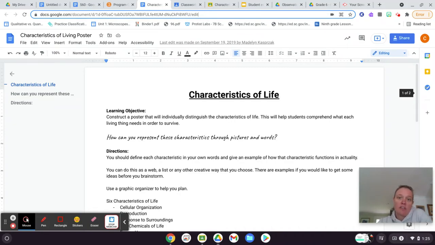And so I wanted to share this activity that I changed from last year to this year to leverage a little bit of technology. So the assignment is characteristics of life, and the original assignment was to construct a poster that will individually distinguish the characteristics of life. And this will help students comprehend what each living thing needs in order to survive. So our question is, how can you represent these characteristics through pictures and words?